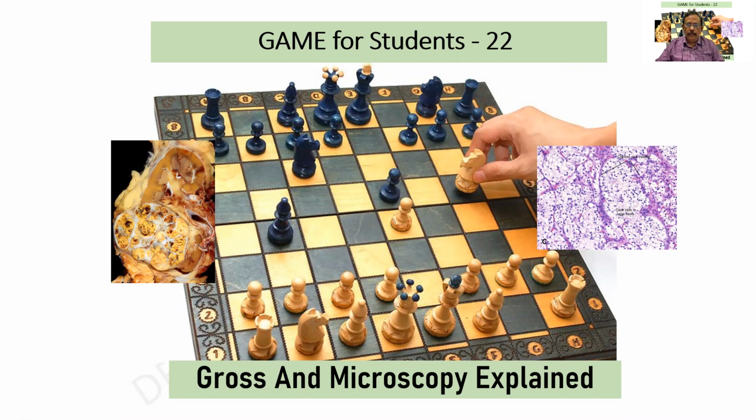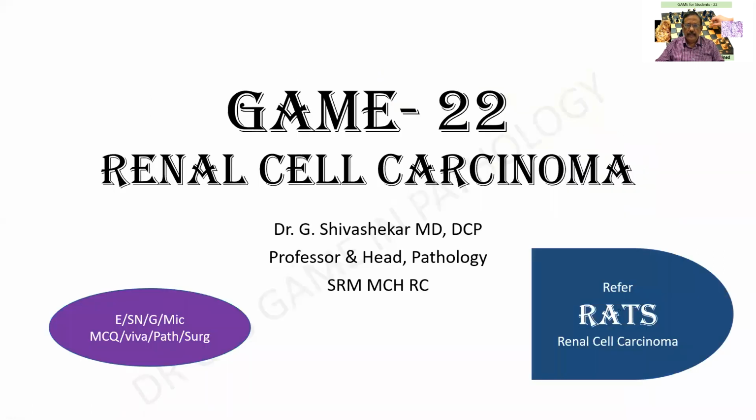Game 22. Gross and microscopy explained. The specimen and slide for today are of paramount importance because they are kept in the viva as well as for slide identification, and also it is a frequently asked university question. The importance of this topic is given in the enclosure, renal cell carcinoma, the details of which you can see in RATS.